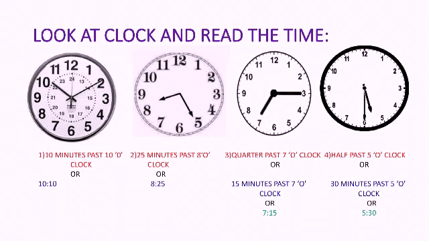Similarly, look at the third example. The hour hand is pointing at 7. That means if you write it in the form of a colon, 7 will be on which side of the colon? Left hand side. And the minute hand is pointing towards 3. So 3 fives are 15. So 15 will be on the right hand side of the colon. So the time will be 7:15.